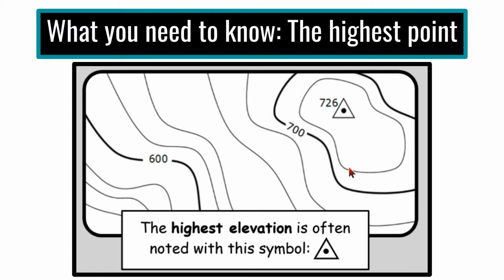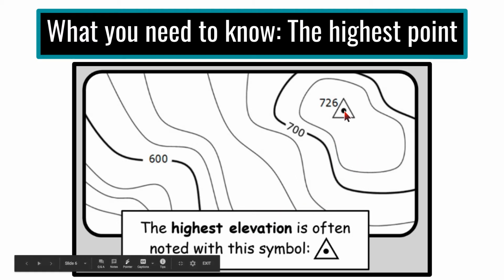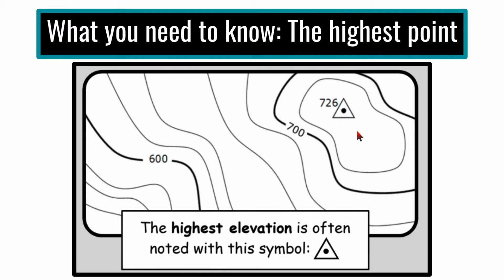As you can see here, sometimes the highest elevation will have this little triangle with a circle in the middle of it. And so my question that I'll ask you is, why does it not have another contour line?